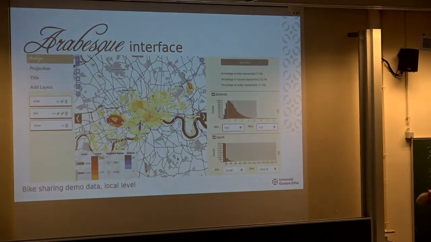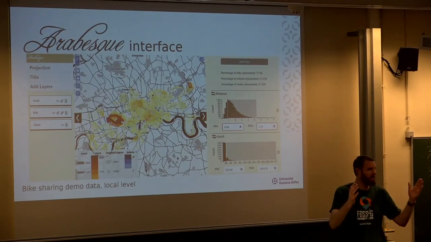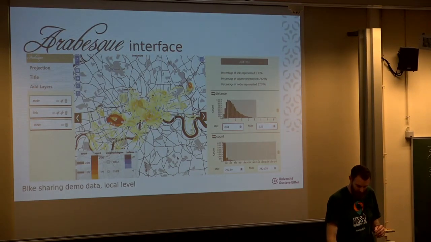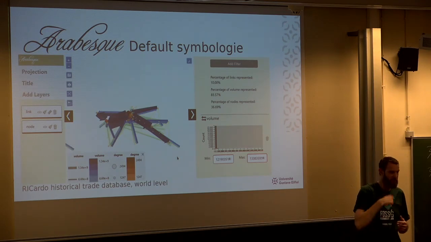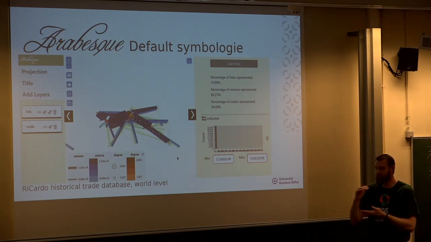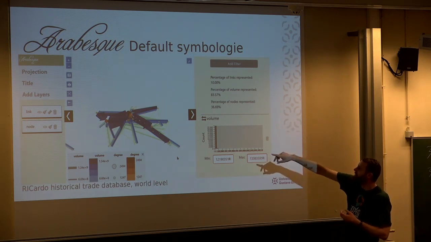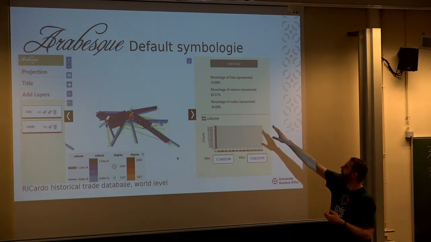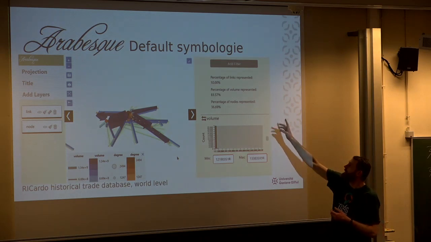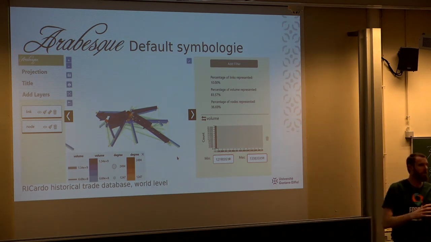I will detail those, but you can also hide the side panels to get only the map. By default, when you load data, Arabesque makes a default symbology and takes only the ten percent most meaningful information. So, for example, on this data set we only keep 10% of the links, but it gives us 83% of the volume.